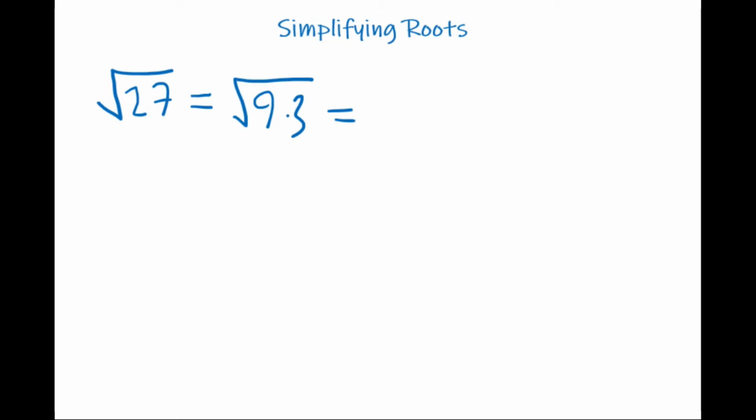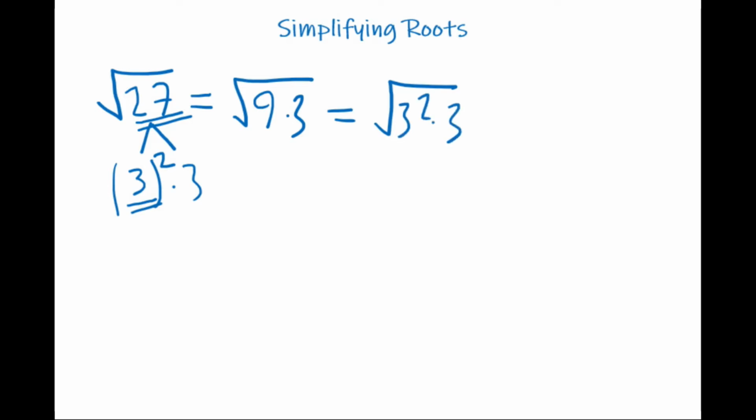In such questions we need to factor this number which is inside the root as a multiplication of two numbers. And one number should be a square of something, like here in this case 9 is the square of 3. So once we factor this number inside the root, it should be written as a square of something times something, and we need to make this square number as large as we can. So in this case square root of 9 times 3 can be written as 3 squared times 3.